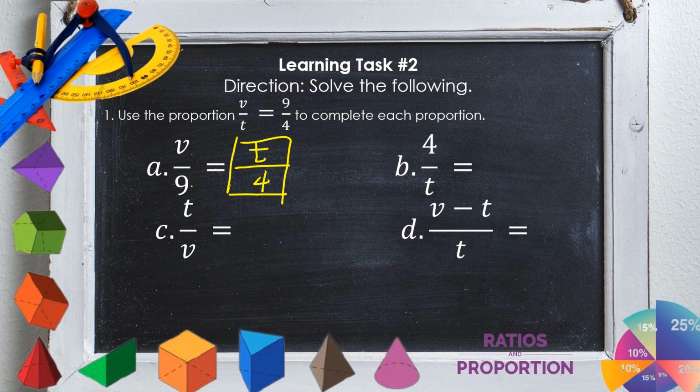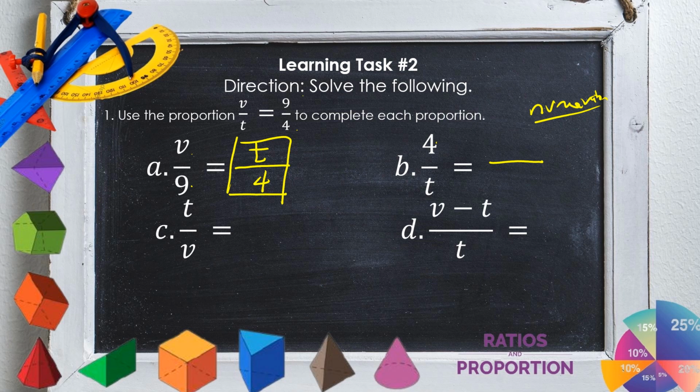Okay? Then, for letter B, we have 4 over t. So, baliktad lang nung given. This one is the denominator of both, pero nauna yung second value. So, ang lalagay nyo naman dito is yung numerator. So, numerator, then you start with the second value.